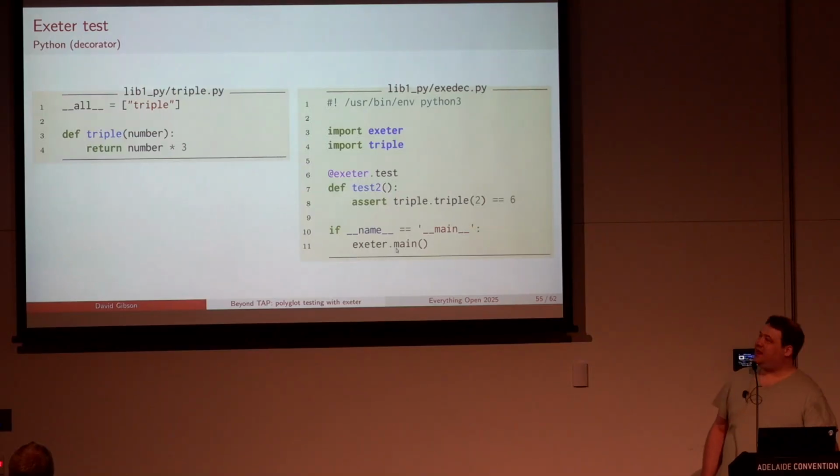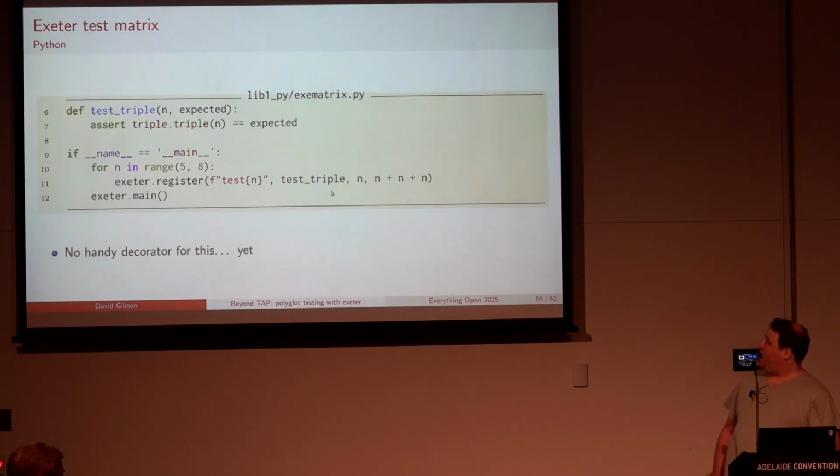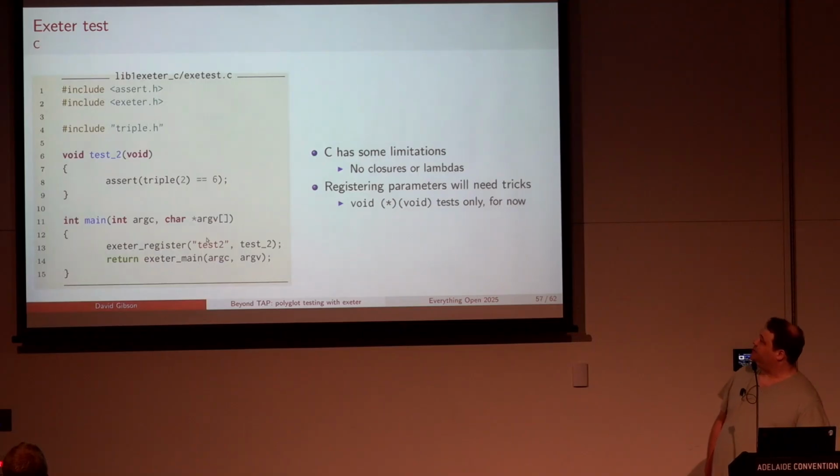The Python module has some niceties in it. Python's the most developed one at present. Instead of explicitly registering, you can use this decorator to automatically register things. And again, a test matrix. So this exeter register, at least the Python version, as well as the function, also gives it parameters. So here we can just do a loop, and we give both the function and the parameters, and it will run that function with those parameters as one of the test cases. And we're just generating a name for it here. No handy decorator for that yet.